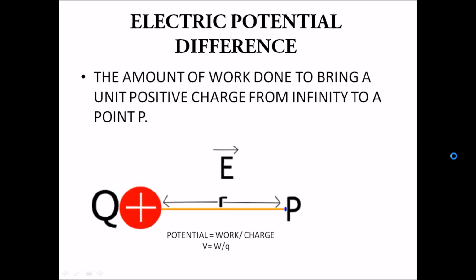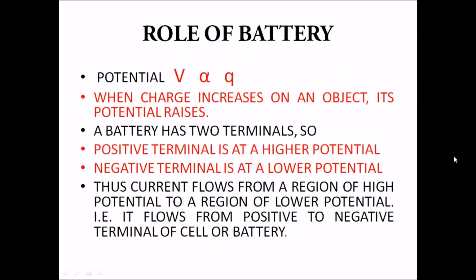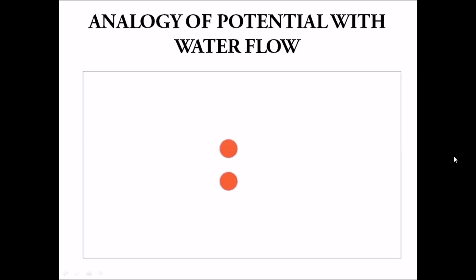Well, when a vessel is filled with water, its level raises. Same way, when an object is given charge, its potential raises. So, positive terminal of a battery has higher potential and negative terminal of a battery has a lower potential. Since current always flows from a region of higher potential to that of lower potential, it will flow always in a circuit from positive to negative terminal of cell or battery. The device that can perform this function is called a battery.